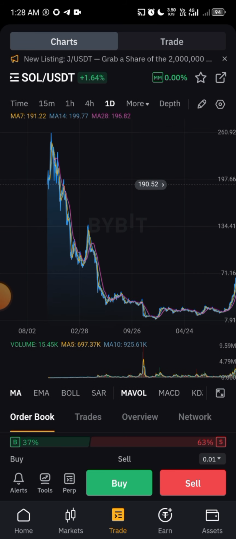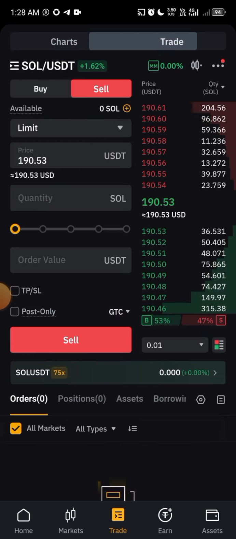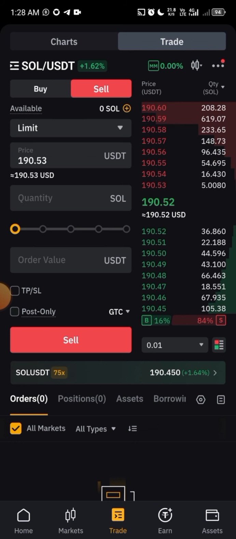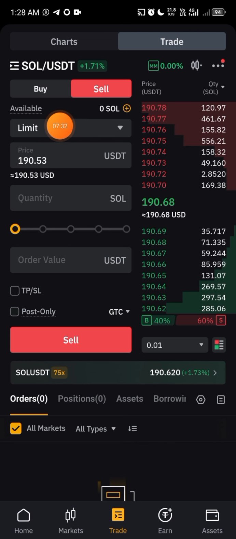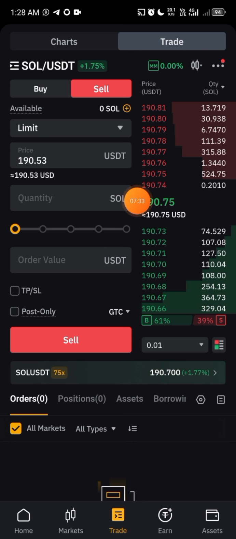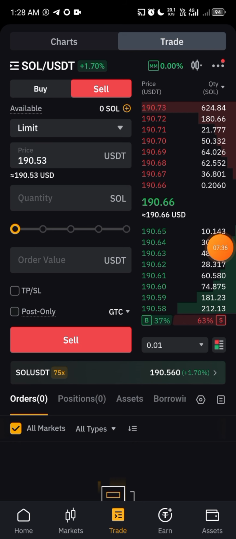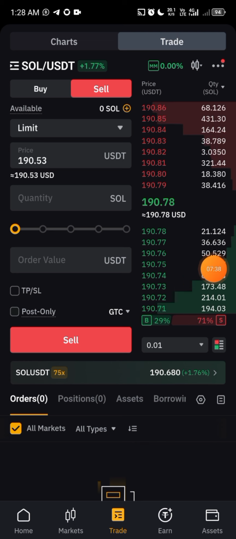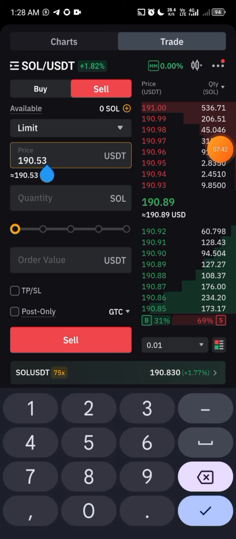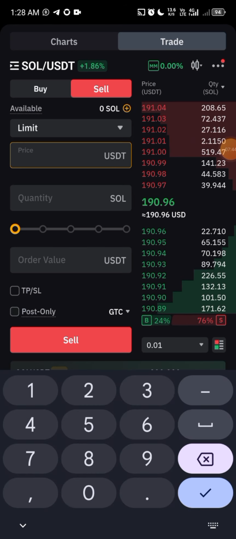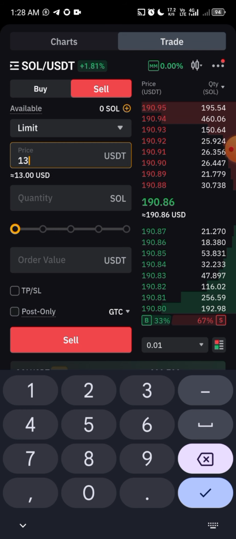So for me to do that, I'll come to sell. This is sell. I'll click on this sell button like this. Then I'm going to leave it on limit. I'm not going to change it because I want to set my take profit. Then you see this price, I will not put this price. Remember, we bought at 60, so that time the price had not gotten to 190 something. So I will not put the price at 134 like this.